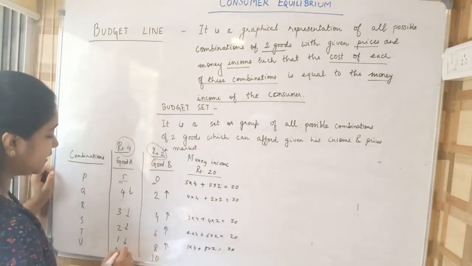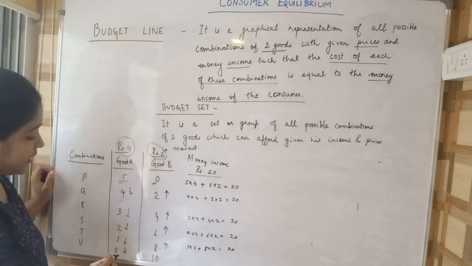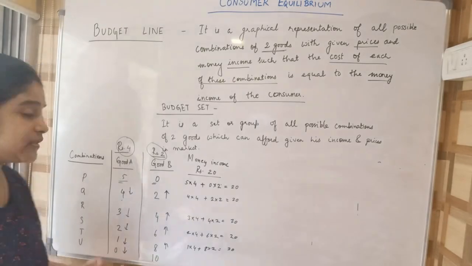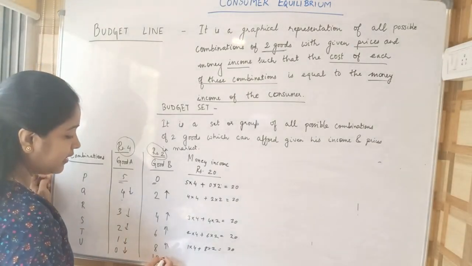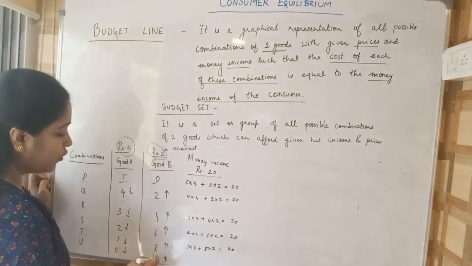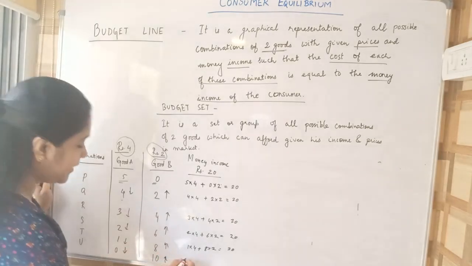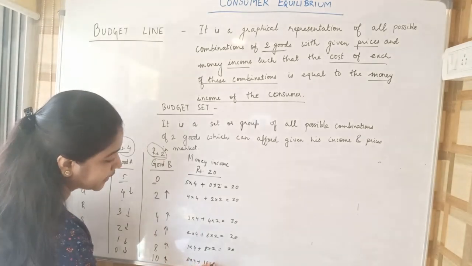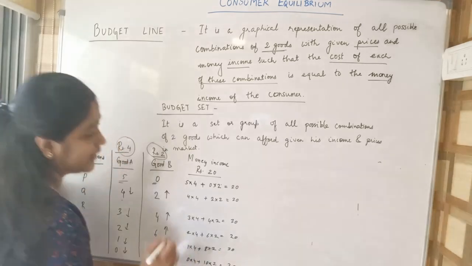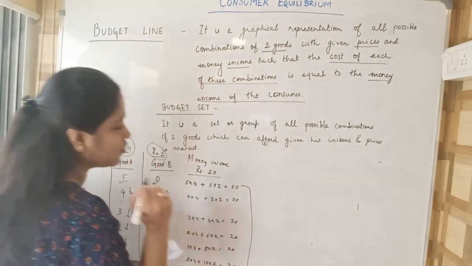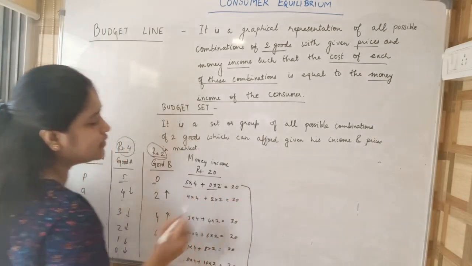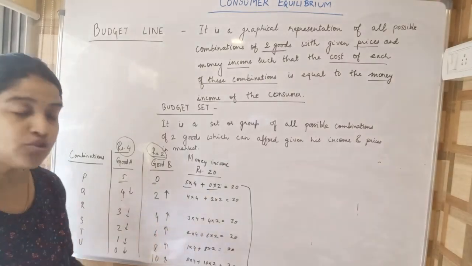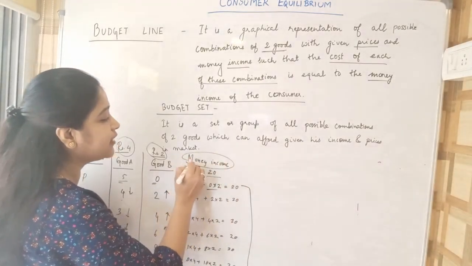And then finally the consumer is purchasing 0 units of good A, and he's spending everything on good B. So 10 units of good B. So this is 0 into 4 plus 10 into 2, that is again equal to 20. So can you see the cost of these combinations? Cost is nothing but price into quantity. So here the cost of these combinations turns out to be equal to the money income of the consumer.